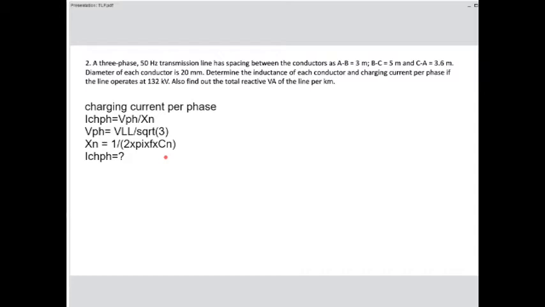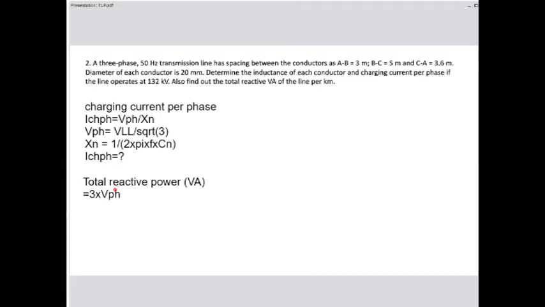So thank you. We have charging current per phase, one answer we got. The next one is the total reactive volt ampere of the line per kilometer. Now we have to find the volt ampere per kilometer, not per meter. Total reactive power. I'm writing it for you to remember so that we don't get confused and make mistakes. Total reactive power, or sometimes we call it total reactive volt ampere, VA, is simple: three phase line, so 3 volt ampere. Voltage is there, ampere is there.